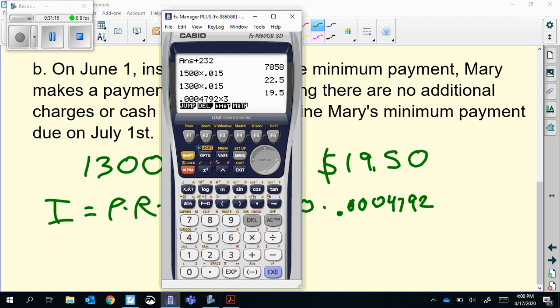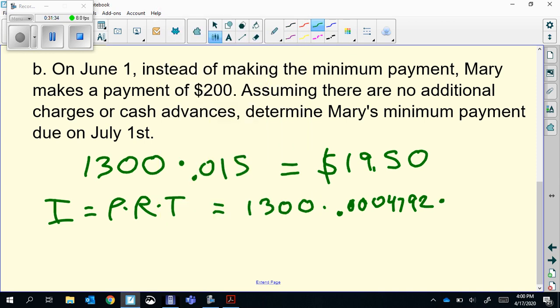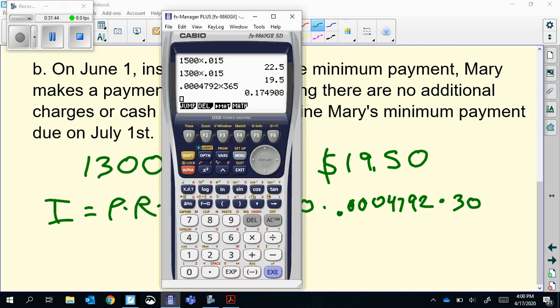Since that's the daily interest, I just wanted to multiply that out times the full year of 365. So that's like 17.5% interest per year, which is pretty high. It's typical for credit cards, but that's a lot. You don't want to be paying that for a long time. So it's principal times rate times time, and this is the month of June, which has 30 days. So we will multiply that out.